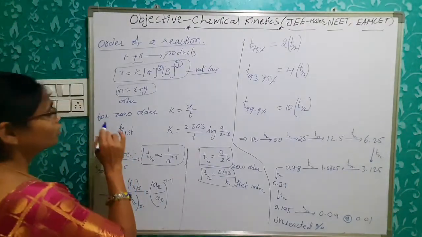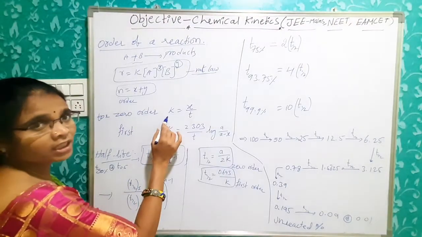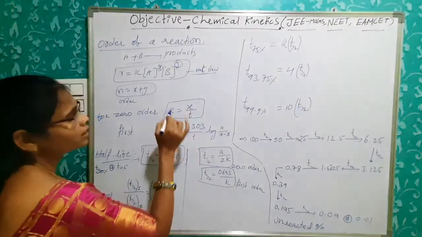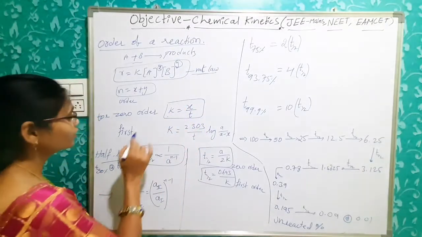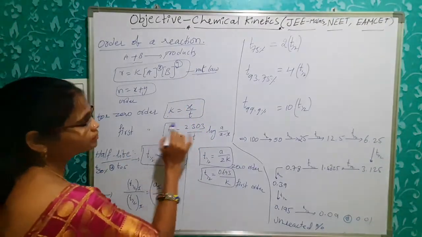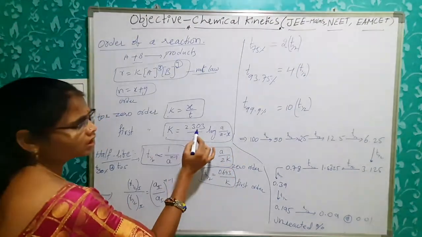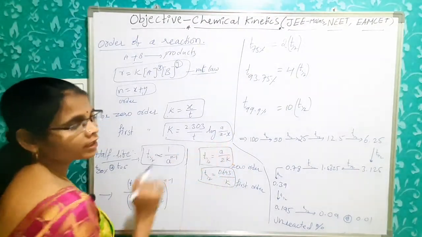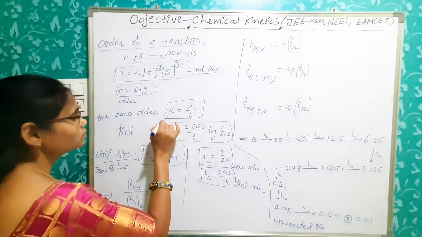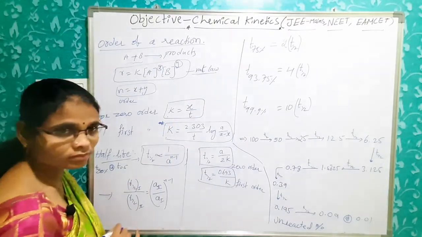Now for zero order reaction, the integrated rate equation is K equals X by T. For first order, K equals 2.303 by T log A by A minus X. So this is a very important formula.